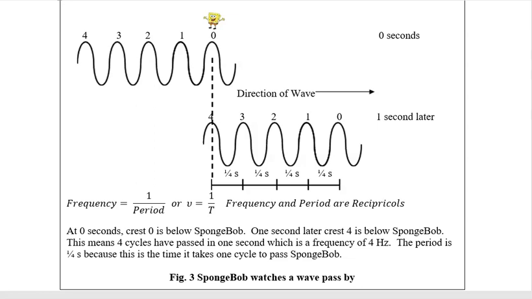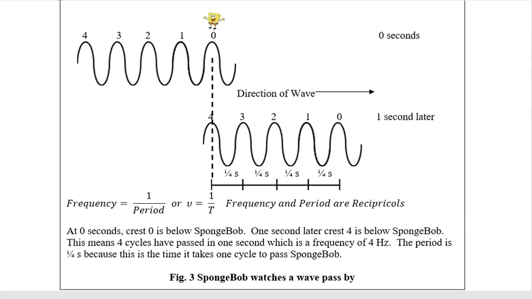That means 4 cycles have passed him in 1 second. So it took 1 second for that to happen. So the frequency is 4 cycles per 1 second, or 4 cycles per second, or 4 hertz. So that's a frequency of 4 hertz. Now what a period is, it just asks the reverse question. If 4 cycles pass in 1 second, how many seconds does it take for 1 cycle to pass? And the answer would be 1/4 of a second.